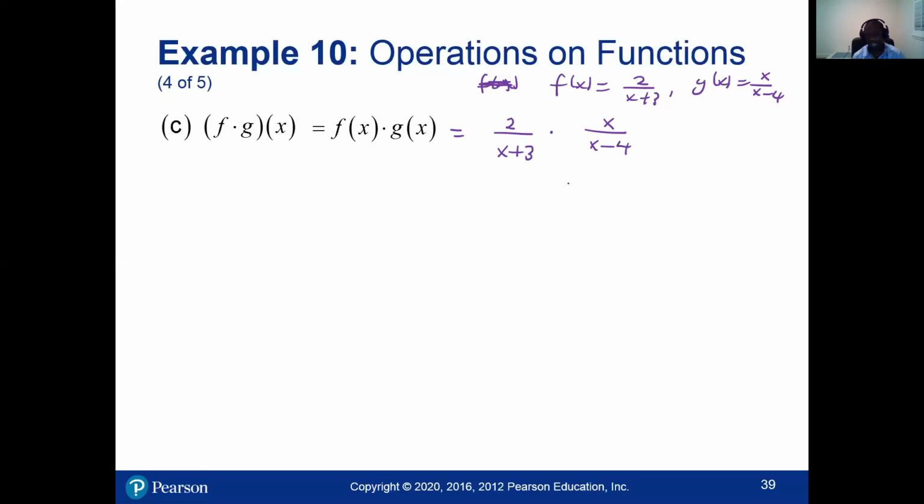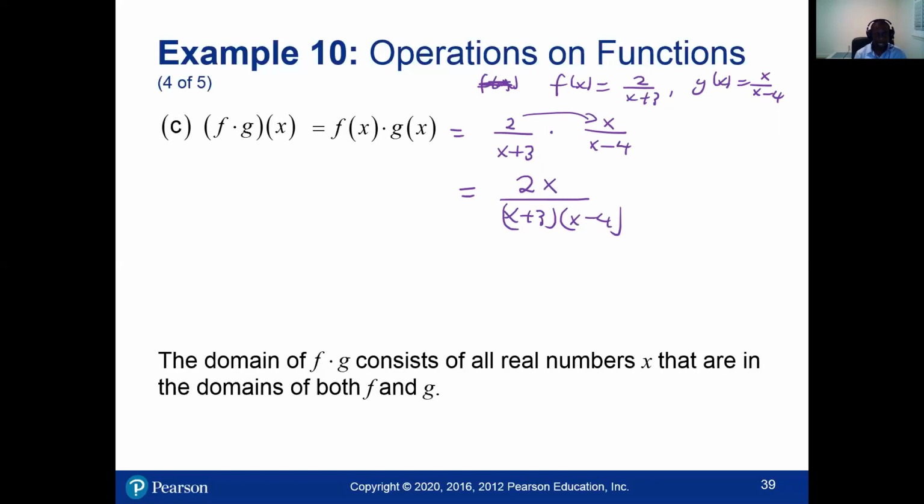I don't need to find a common denominator, I just multiply them across. So that gives me what? 2 times x is 2x, divided by x plus 3 times x minus 4. Okay, so then what's the domain of this function? It consists of all real numbers that are in the domains of both g and f.